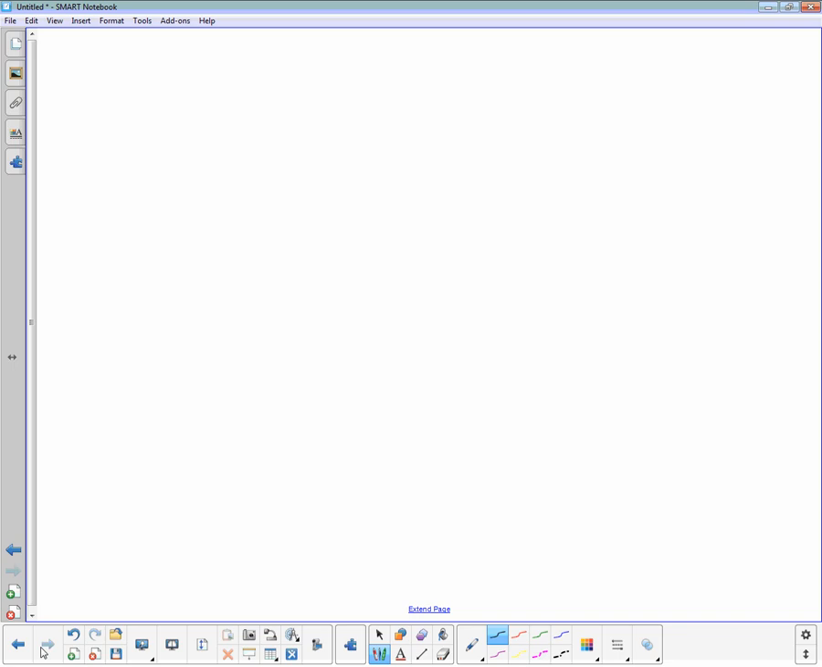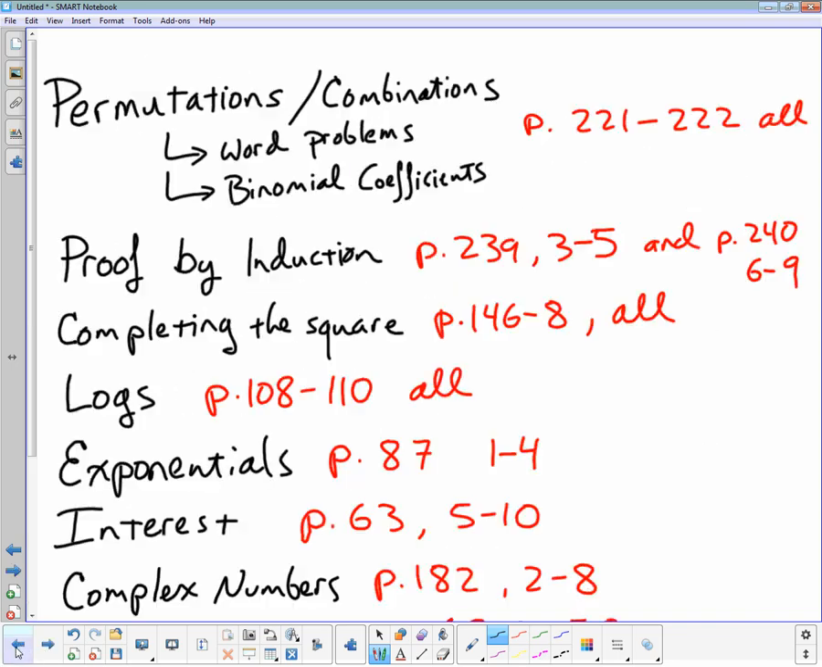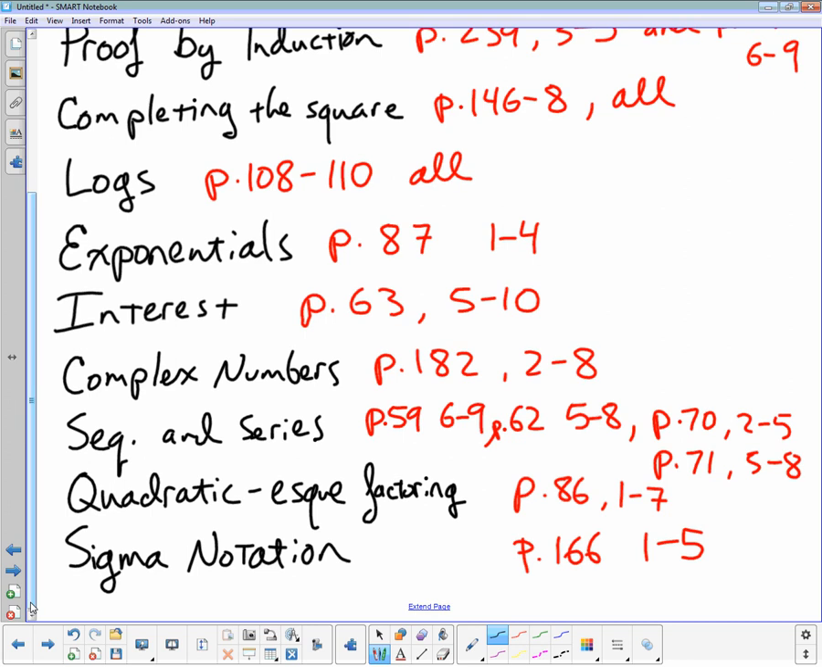Next, pick a topic. Sigma notation, good call. Go to page 66, 1 through 5. No, 2 times 3 times 11. 66. Oh, that was a typo. Oops. It's just plain old 66. 2 times 3 times 11.